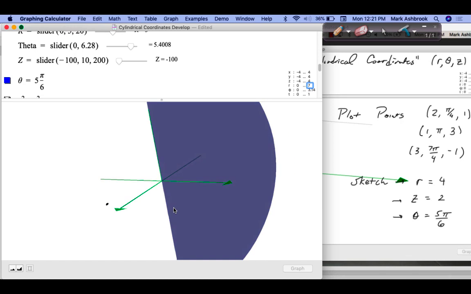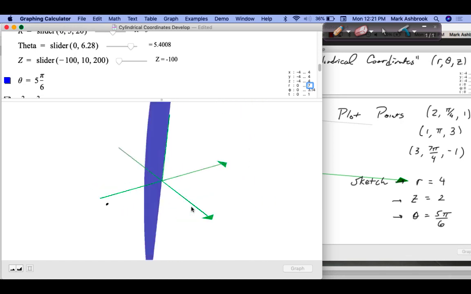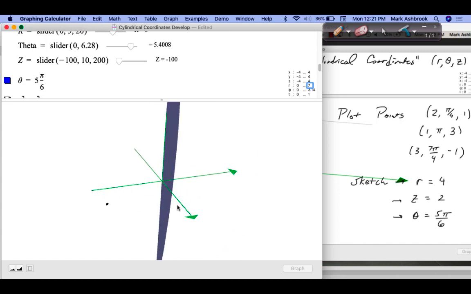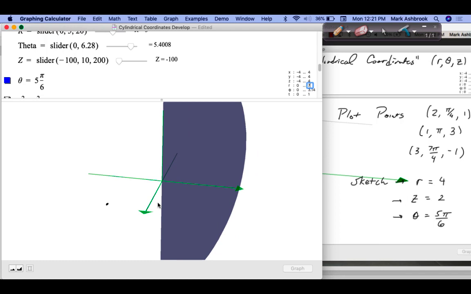So it's kind of like what you might think of as a half plane. But it's going to keep going in that direction. The direction of 5 pi over 6 just extends forever. I'm showing a curved edge on it, but it's going to have an edge at the z-axis, and this is going to go on for all z values and all r values in the direction of 5 pi over 6.